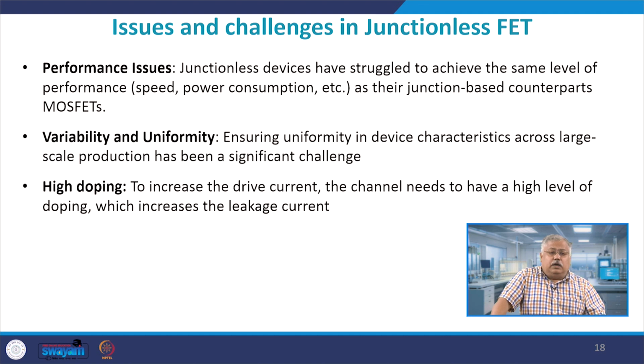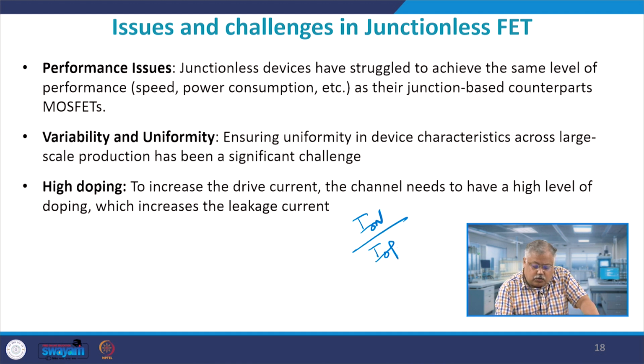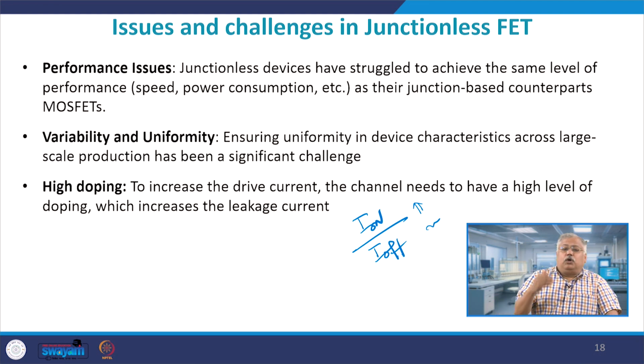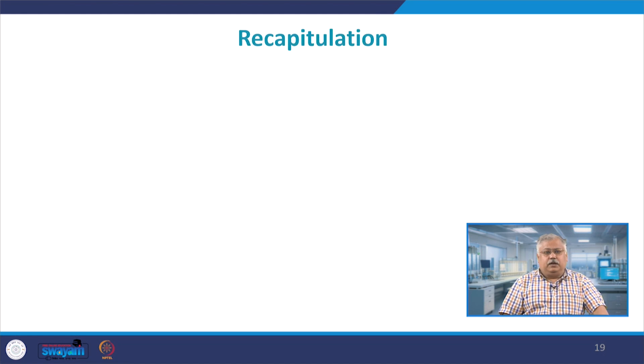Now, in order to increase the drive current, you also do high doping, right? However, while doing high doping, you end up having a large IOFF, or the off current or the leakage current. So what happens is your ION by IOFF does not go up significantly, it remains at a lower value. You expected it to go high, but it is not going high because of the high dopant concentration available here.